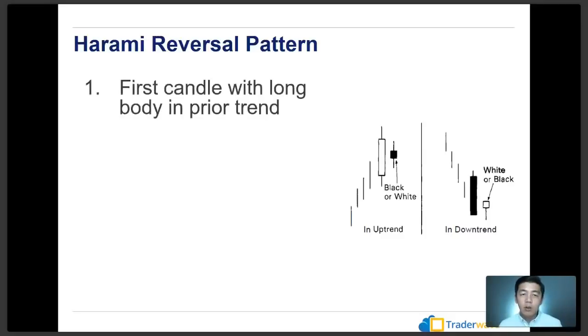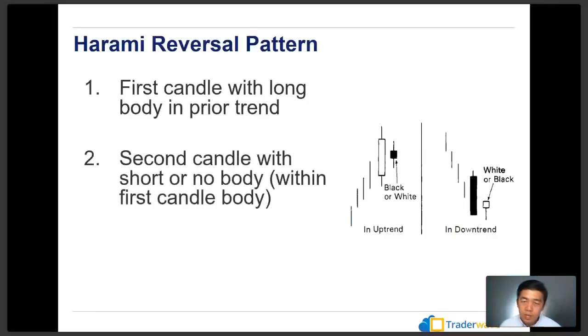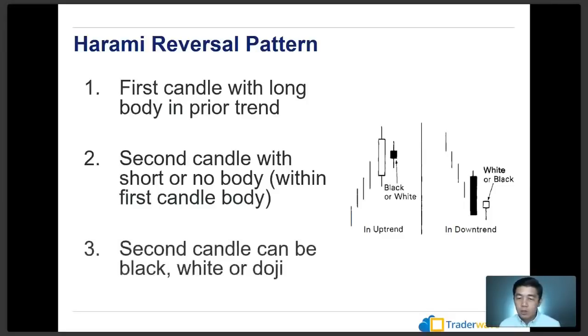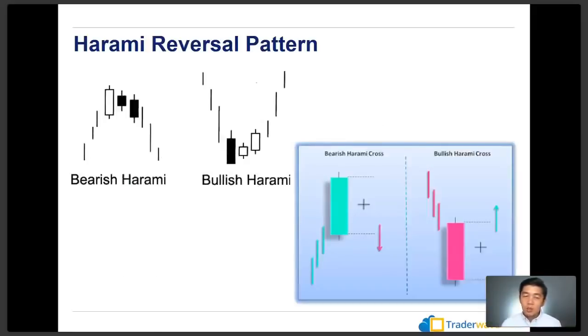Okay, so for the Harami reversal pattern, first candle: long body in the prior trend. Second candle: short or no body, and it must be within the range of the first candle's body. So the second candle, when it appears, whether it's a bearish or bullish reversal, doesn't matter. The second candle can be black, can be white, or it can even be a doji, which is basically a cross with the same opening and closing price. So this is how a Harami reversal pattern looks.